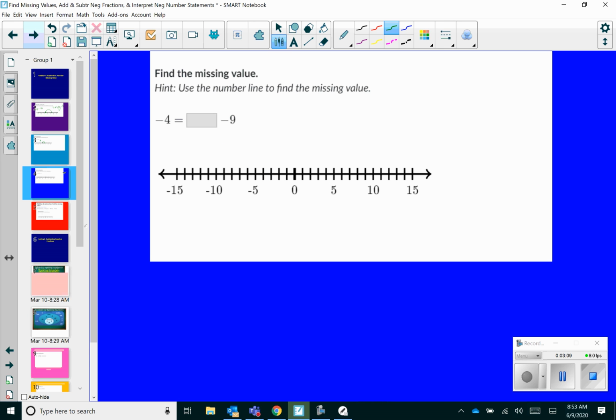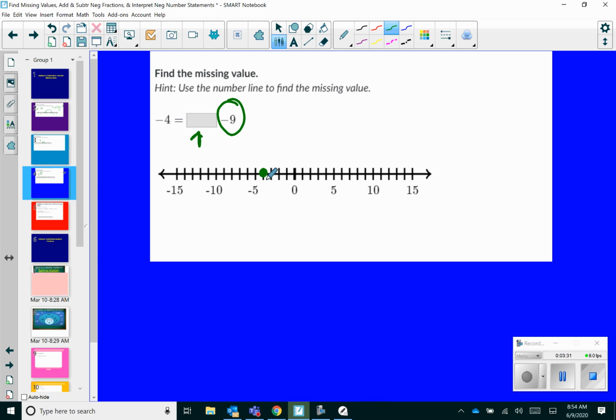Let's try another one. So we know our ending point is -4. So let's plot a point there. I don't know my starting point. That's what we're trying to find. But I do know that to get to my ending point, I'm subtracting 9 units. So we're going to do the opposite. So instead of subtracting 9, I'm going to take my ending point and I'm going to add 9.